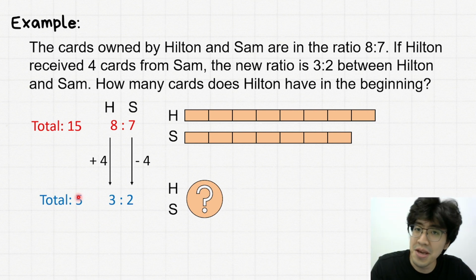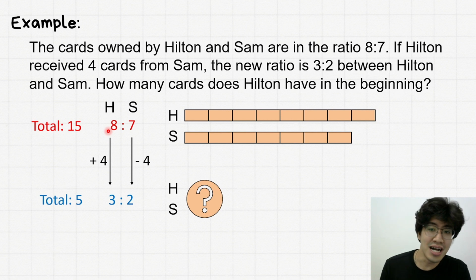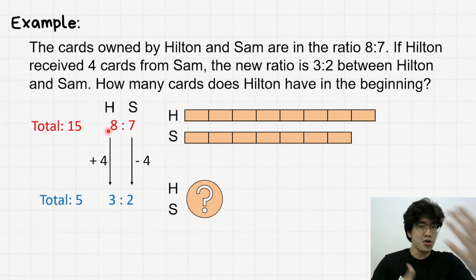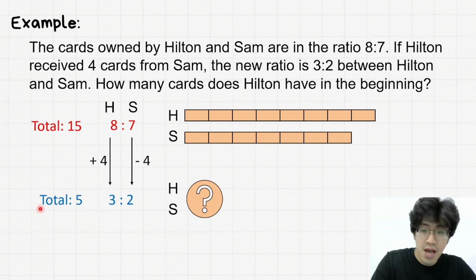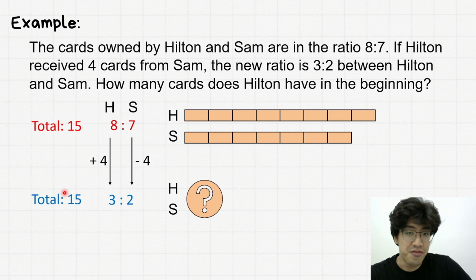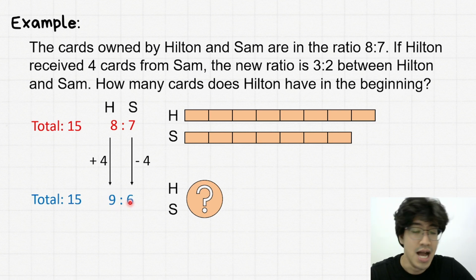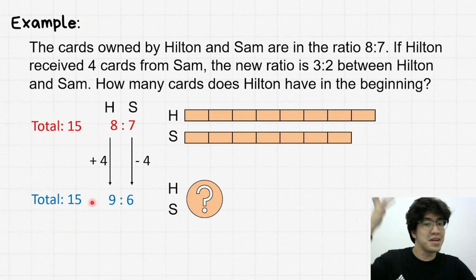So what's wrong here? Well, because Hilton received some cards from Sam, would the total amount of units change? It shouldn't. Which means that at the end of the day, it should also be 15 units. But I can't just make it 15. When I multiply it by 3, then each number in the ratio would also have to be multiplied by 3. So now it becomes 9 and 6. So from here we can see that in the beginning 15 units, at the end of the day 15 units.